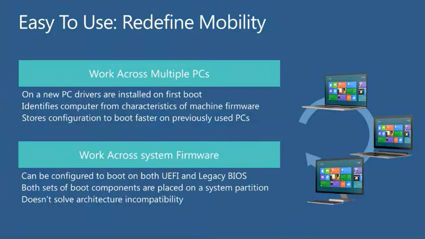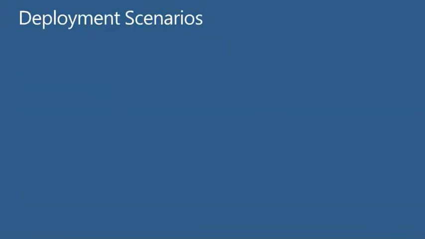The great thing is too that it will work across system firmware. So it's not like we're going to say it'll work on UEFI machines, but it won't work on legacy BIOS machines. It will work right across because we're going to take both sets of those boot components and we're going to stick them on the system partition. What you can't do is boot a 64-bit version of Windows off the 32-bit processor architecture. Are you surprised? No, good. I'm thinking, damn you, Microsoft, why can't you?